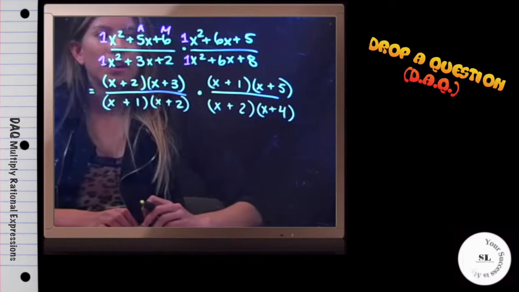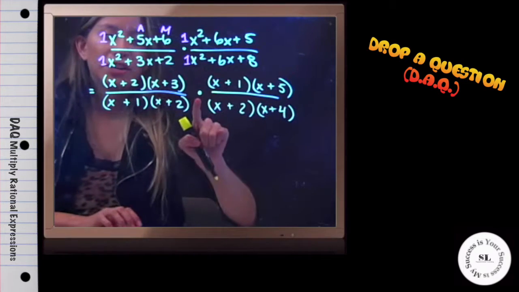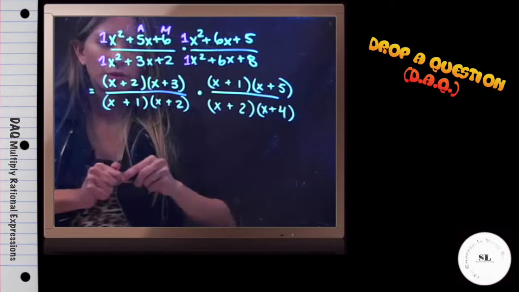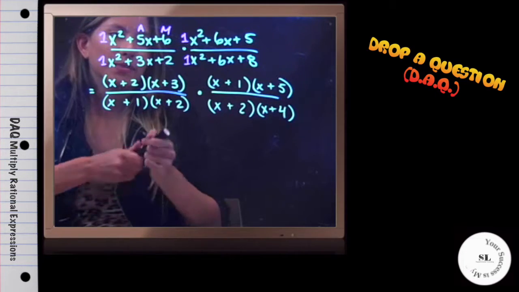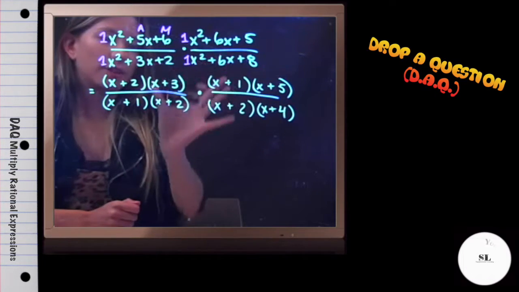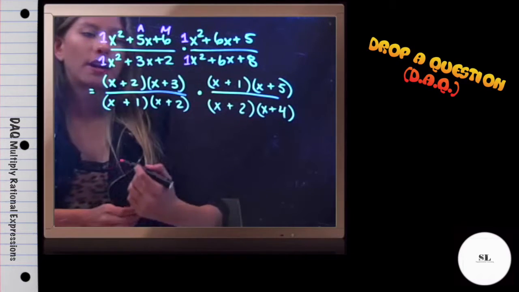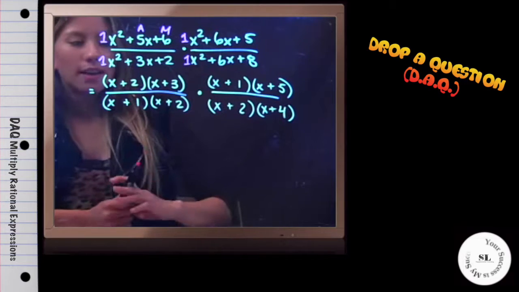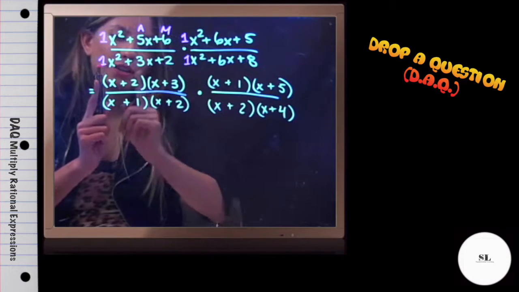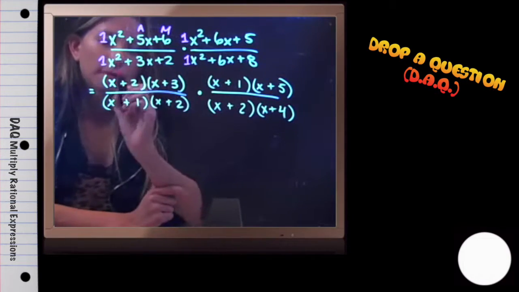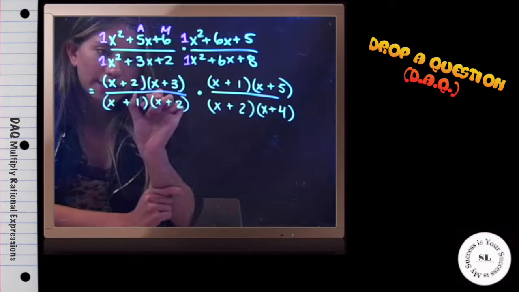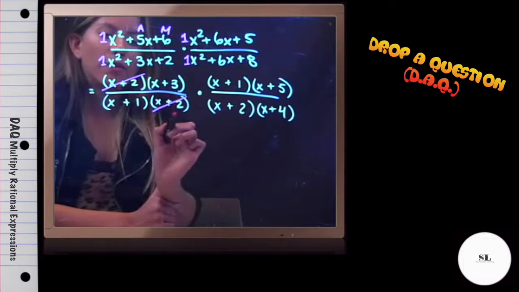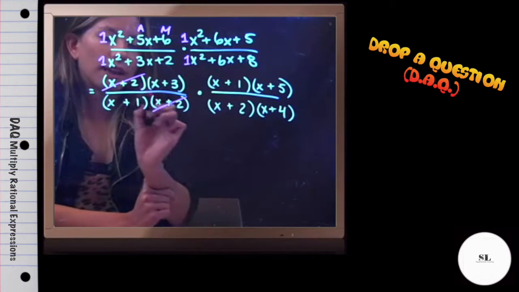Whenever I start off with a problem like this, I need to make sure it's multiplying. If it's a division, I need to change it to a multiplication. But since we started out with a multiplication, all I have to do is factor everything, and now I check for any common groups. The common groups that can cancel out are anything within the same fraction, top to bottom. For instance here, the x plus 2 and the x plus 2, I have one in the numerator and one in the denominator. I can cancel those out.